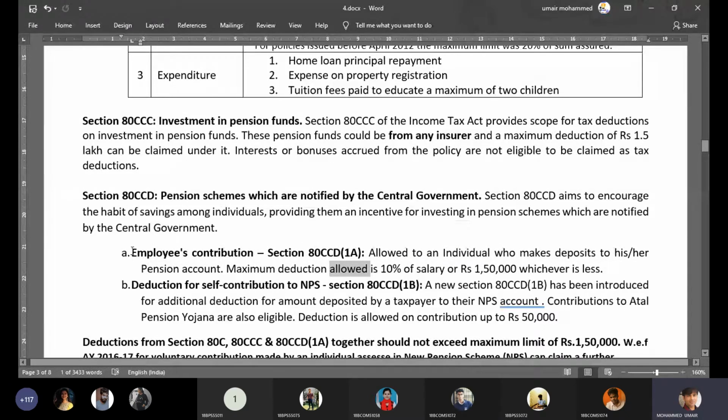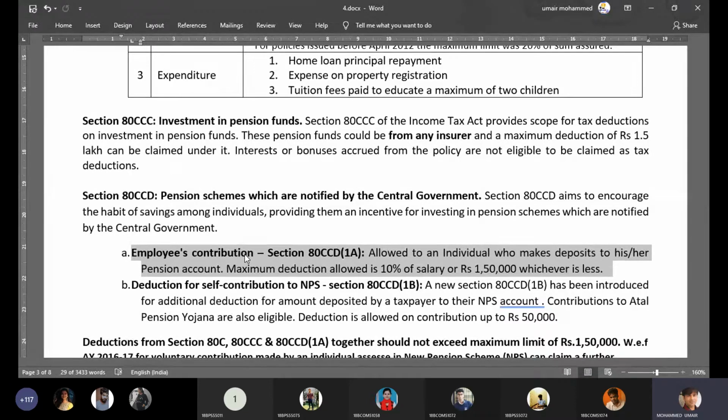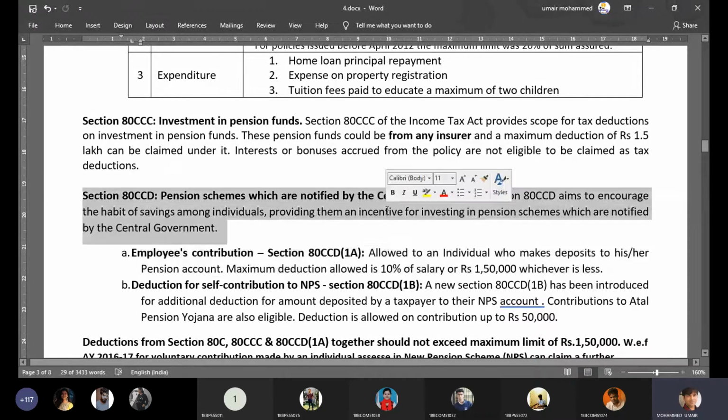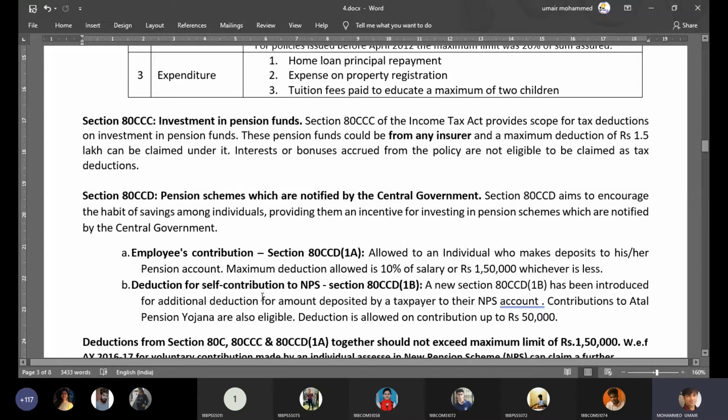So remember, this is a joint pension scheme in which your employer also is contributing and you are also contributing. And the money collected from you and your employer gets deposited in a pension scheme offered by central government. Alternatively, if your employer is not contributing anything and you want to contribute by yourself, if you want to open an account for yourself, you can also contribute the money, self-contribution, to the National Pension Scheme under section 80CCD1B.